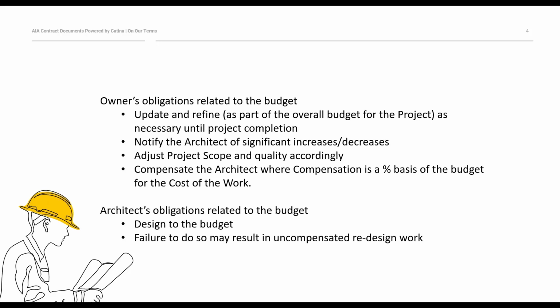So there needs to be a give and take between what the budget's at, what the project scope requires, and what the quality of some of the finishes or other elements of the project will be. And also, for certain projects, if the architect is going to be compensated on a percentage basis, a percentage of the budget for the cost of the work, the budget will need to be updated as appropriate, and then the owner is obligated to compensate the architect based on whatever percentage basis the parties have agreed to.